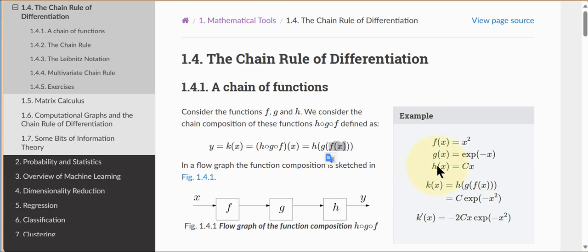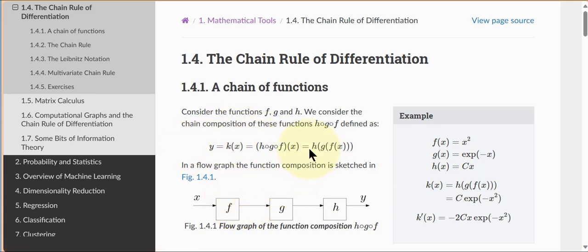So that's why we want the chain rule. When we have a composition of functions, if we want a step-by-step path for finding the derivative of that composition, that's what the chain rule tells us how to do. So here's the same picture again.